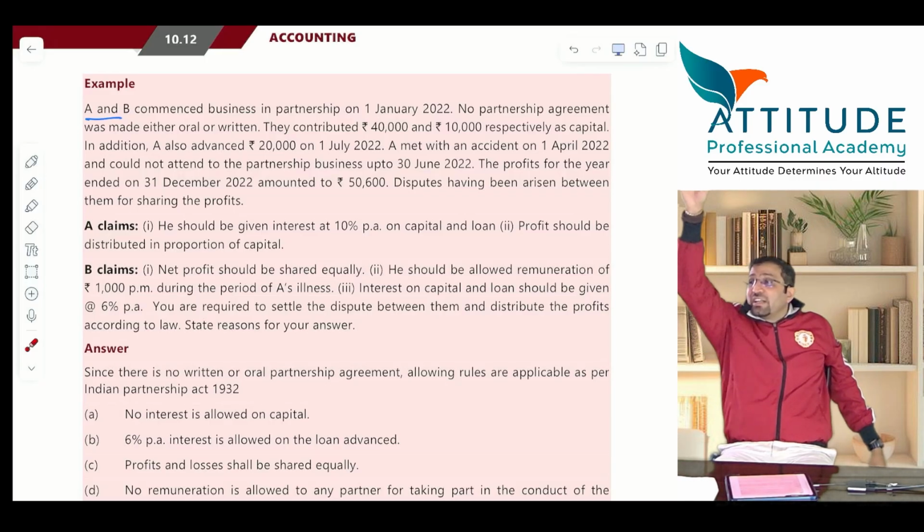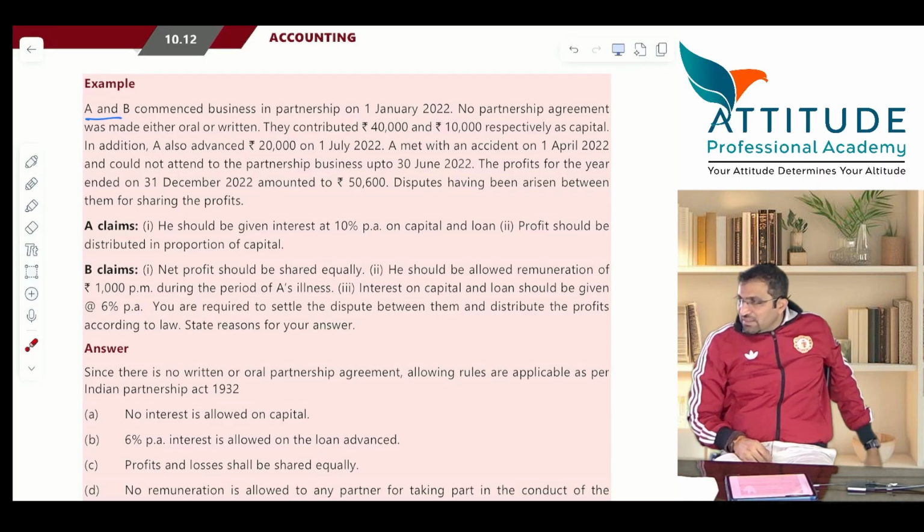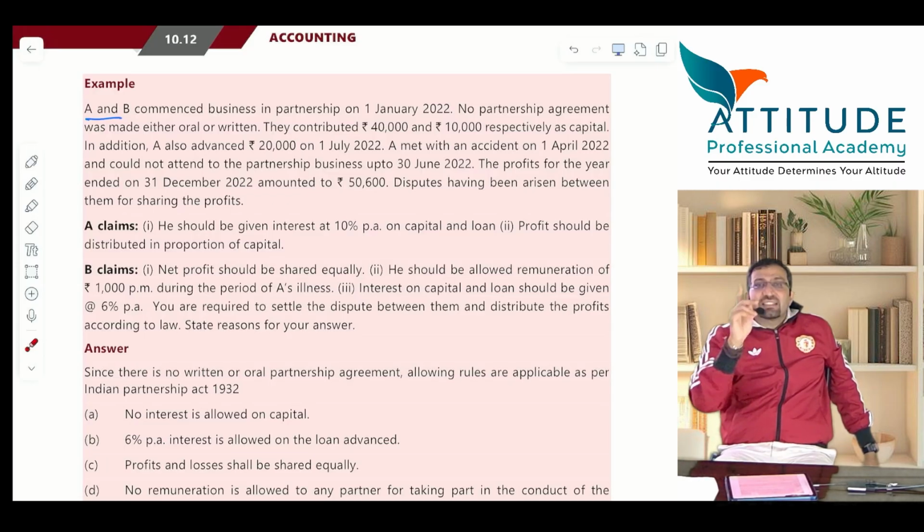I am saying I want interest on loan at the rate of 10%. Will I get it? No. How much will I get? Very good. Even if the partnership deed is silent, I have given a loan, so I will get 6% interest. I should get 6% interest.